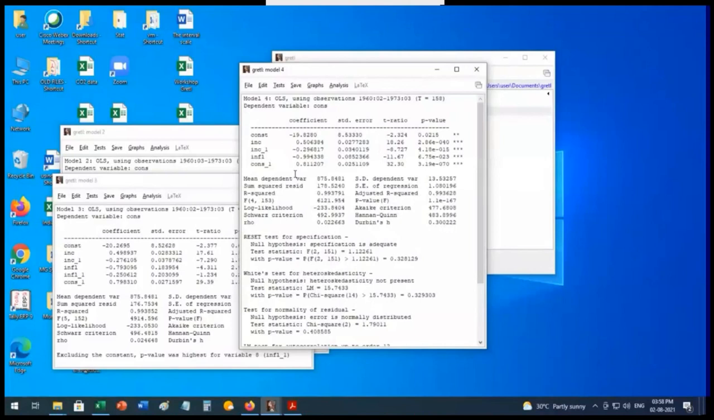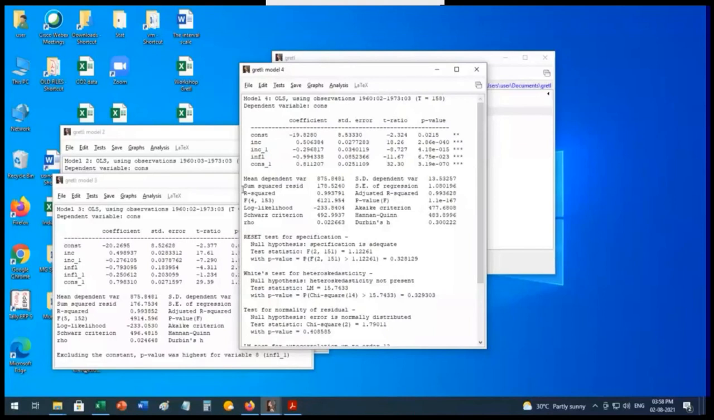So this is how we do the regression using OLS. If we use OLS, then remember we have to see whether our model is adequate. We have to test for all the assumptions. If there is any problem, then we have to mend that problem.